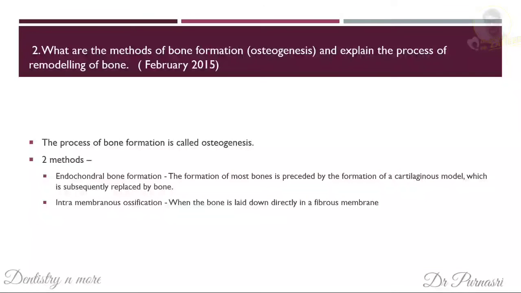Now coming to our second question, what are the methods of bone formation, and explain the process of remodeling of bone. So these are two parts. The first part is what are the methods of bone formation. So the process of bone formation is called osteogenesis. There are two methods. First is endochondral bone formation, second is intramembranous ossification. So as the name suggests, endochondral means first a cartilaginous model is made and that is replaced by bone later on. Whereas in intramembranous ossification, the bone is laid directly in a fibrous membrane.